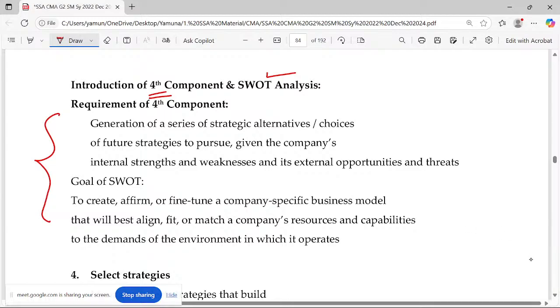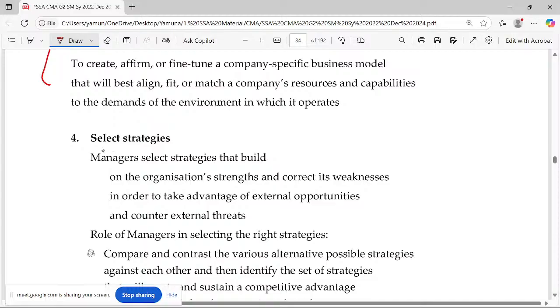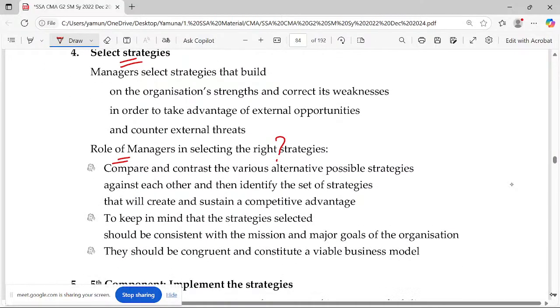After doing all these, now we go for what? Selecting the strategies, which will be helpful. Here we have to decide whether it's min-max criteria or maximum criteria or whatever it is. And what is the role of managers? Because they are the persons who are going to select the strategies, right? So what is the role?